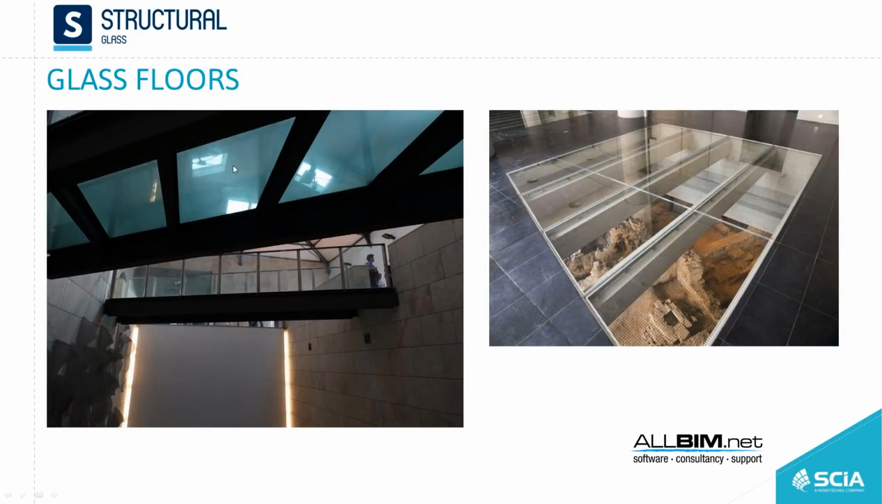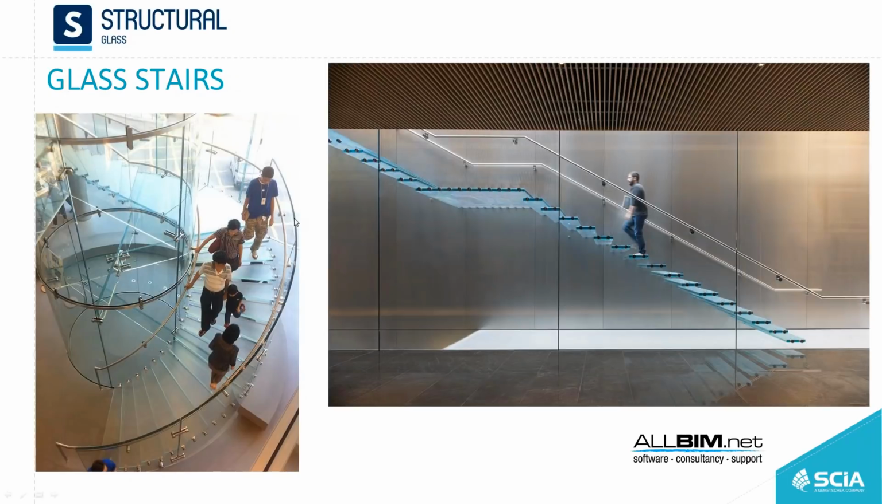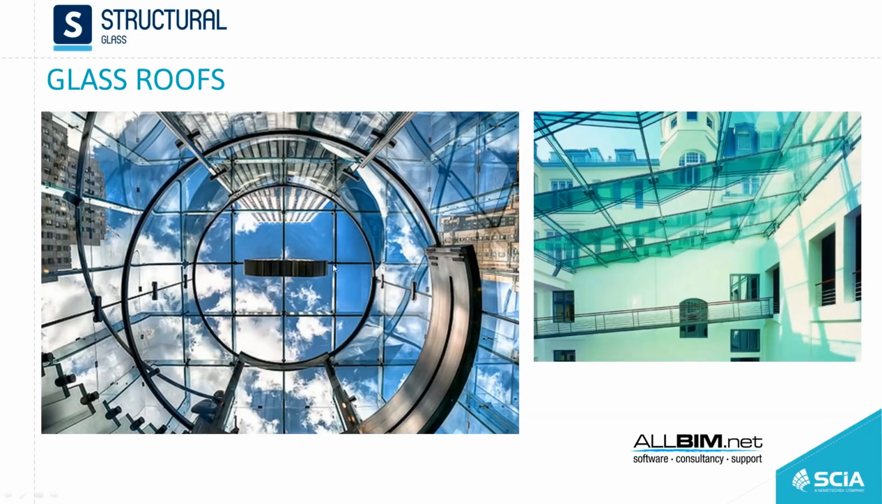Another example is glass floors, which are used more and more throughout museums. Glass stairs are very popular in banks and also in museums, and they give thrills to everybody. And glass roofs. Natural light is something that everybody wants to have. So if we design structures that are made of glass, of course there is some steel in the connections, but you can see the sky, and it definitely creates a very nice environment.